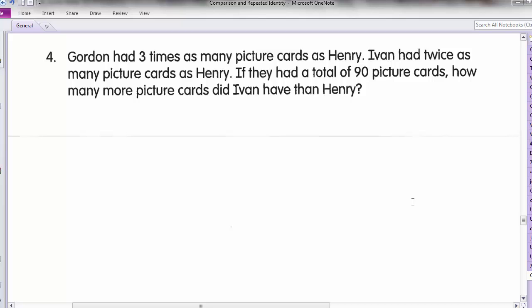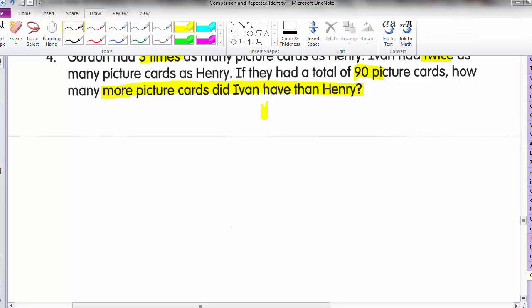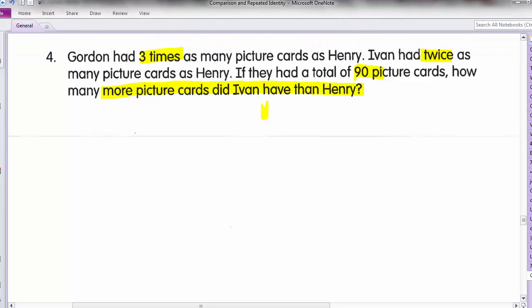Alright, question 4. Gordon had 3 times as many picture cards as Henry. Ivan twice as Henry. Total 90 picture cards. I want how many more picture cards did Ivan have than Henry? Similar, but maybe slightly different.